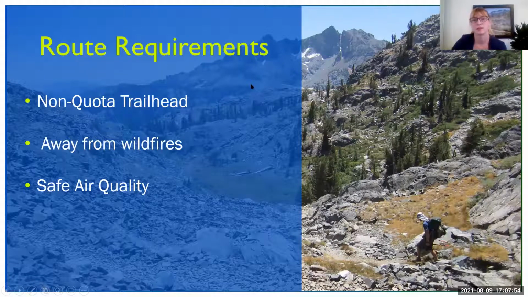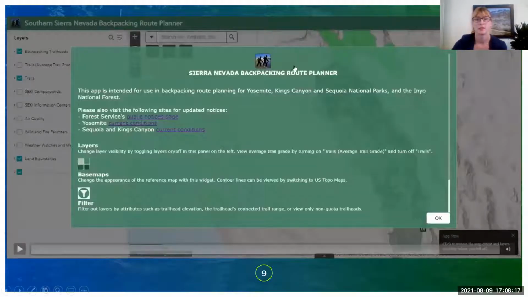For example, it's only a couple of days before your departure, and hypothetically, all the trailhead permits are not available. So that means you want to find a trail that's non-quota, which means there's no cap on the amount of permits that are issued. You also, of course, need to find a trail that's away from wildfires and has safe air quality, because you're going to be huffing and puffing up that mountain. So this is where my application comes in handy.